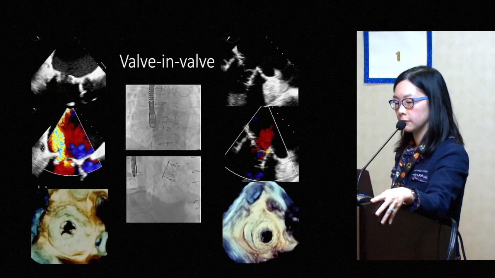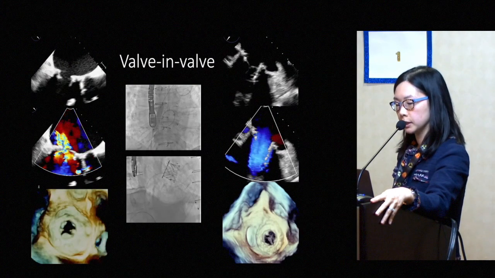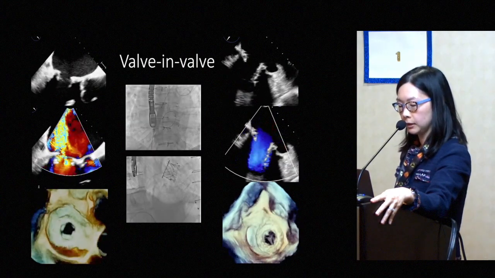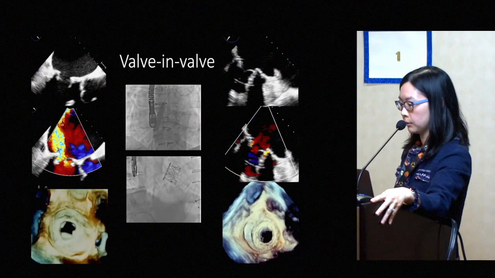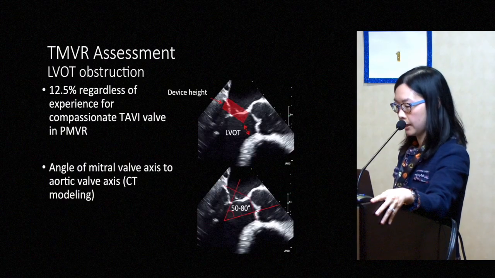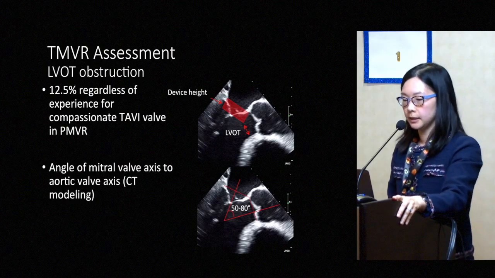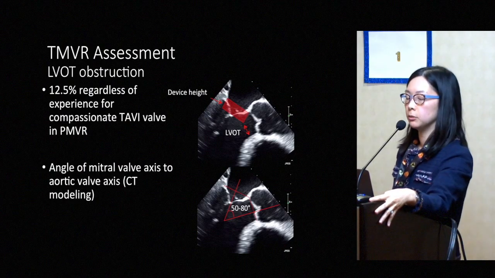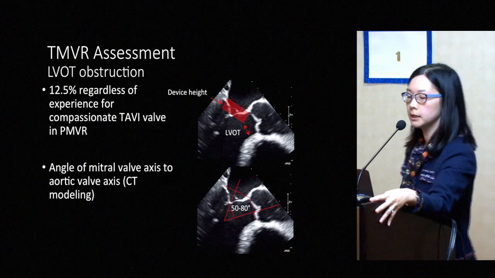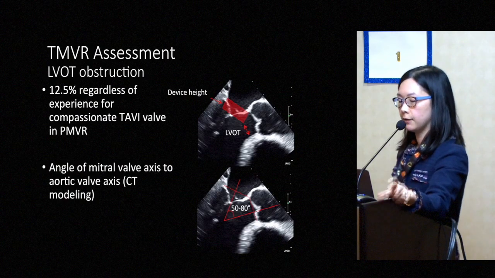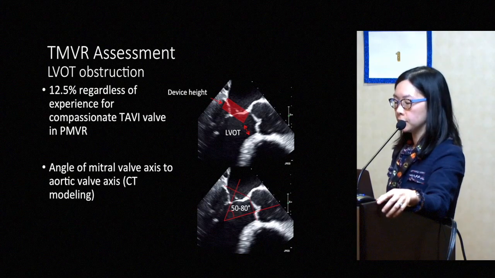So this is a patient where we did a valve-in-valve procedure. You can see they had a bioprosthetic valve that had deteriorated with tears in the leaflets with severe regurgitation. Of course, then we put in a valve, and it looks great now. And one of the things that we do is that there's this concern about LVOT obstruction. The literature that I could find basically says about 12 to 13%, regardless of experience, when they put a TAVR valve in the mitral valve position. So there's big concern about this LVOT obstruction area here.